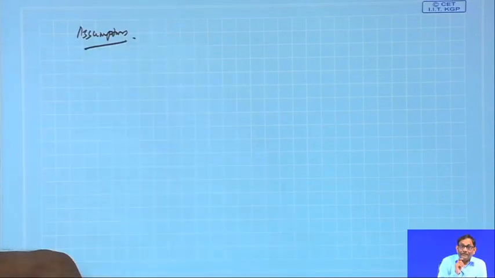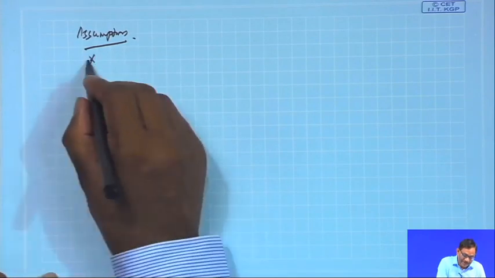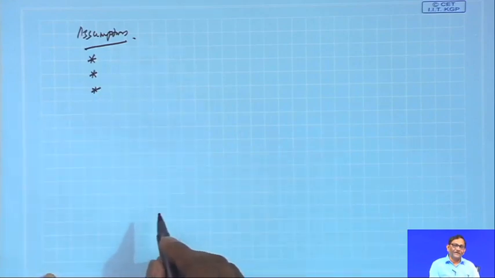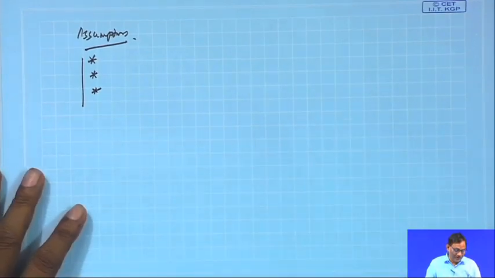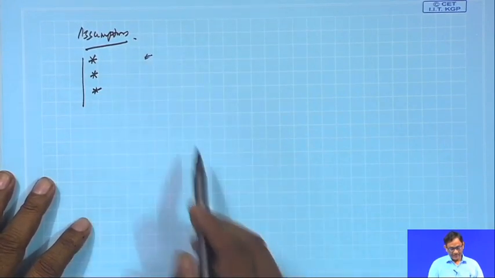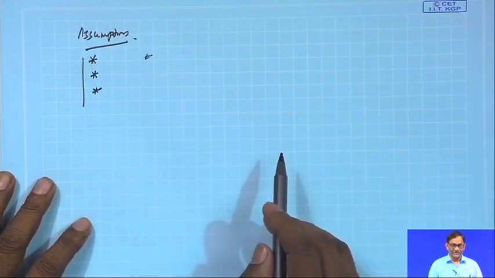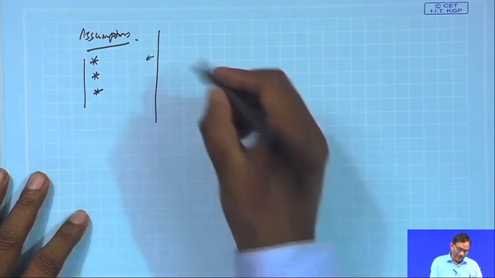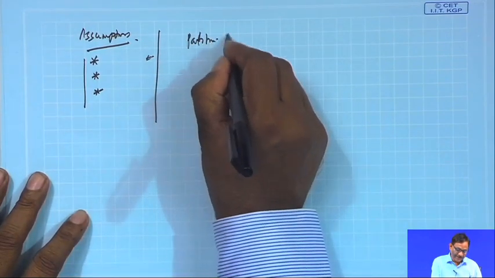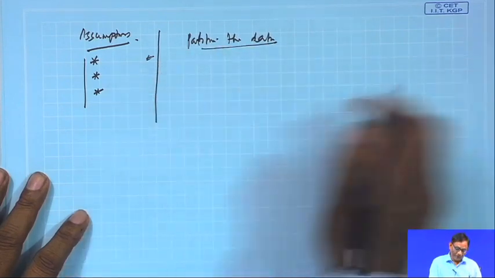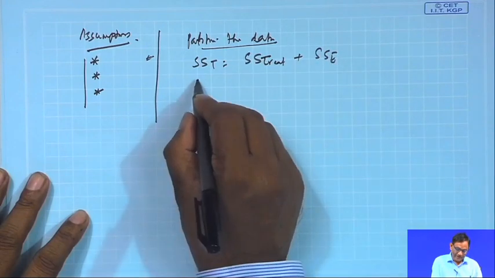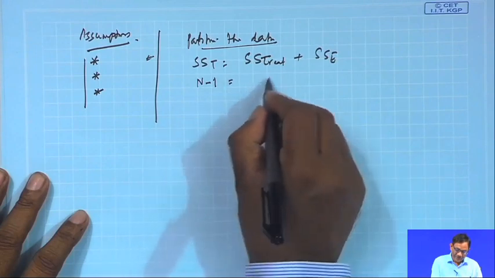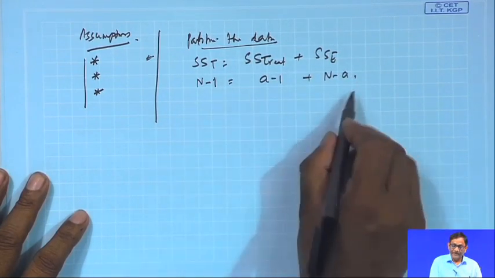There are a lot of assumptions for ANOVA: the normality assumption, the homoscedasticity assumption, and independent and identically distributed errors. Those assumptions must be fulfilled, otherwise the results may be erroneous. But ANOVA is robust against non-normality; if there is a homoscedasticity problem, that is heteroscedasticity, it is difficult. Then you partition the data: the total sum of squares is partitioned into sum of squares treatment plus sum of squares error. The degrees of freedom are n minus 1, which splits into a minus 1 plus n minus a.